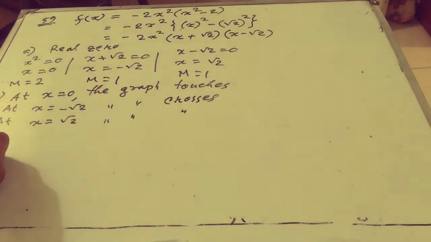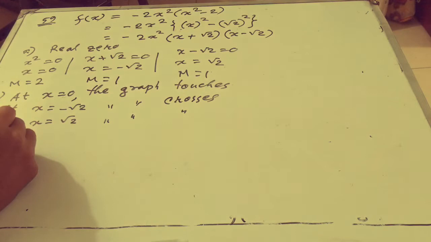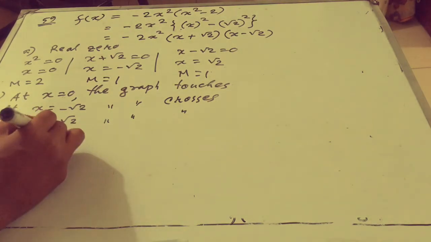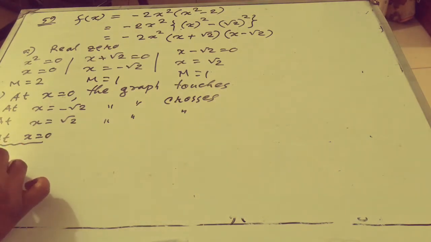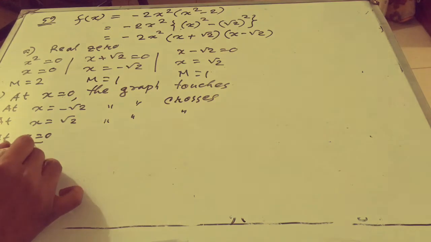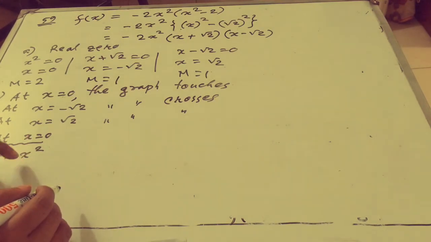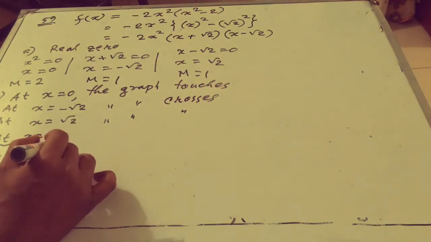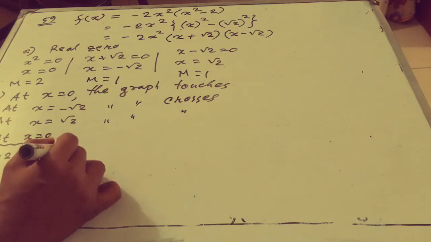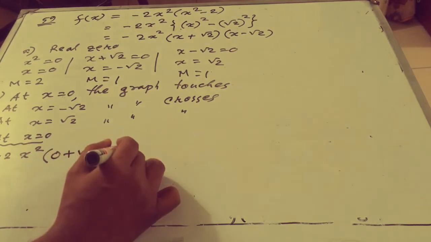Now for part C, we have to find the behavior of the graph at each x-intercept. At x equals 0, let's first find it out. Let's put 0 in the given function. It will become 2 into x squared. Here we cannot put x equals 0, because we obtained this x equals 0 from this quantity. We will put it in the other two places: 0 plus root 2 and then 0 minus root 2.